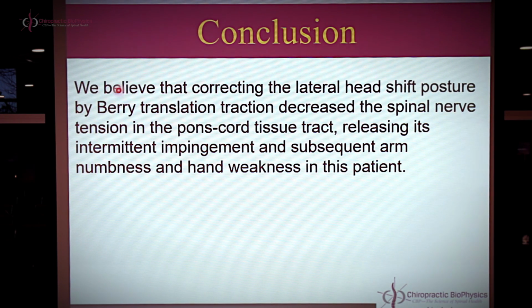Try other things first. We believe that correcting the lateral head shift posture in this case, using the Berry translation traction and CBP mirror image methods, adjusting and exercise as well as spinal manipulation, decrease the spinal nerve root tension and compression, releasing its intermittent impingement, and subsequent arm numbness and hand weakness in this patient improved.